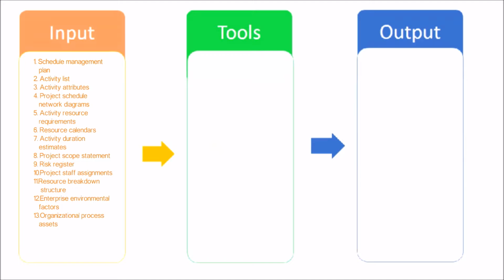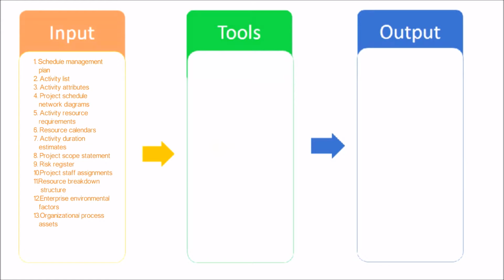Activity resource requirements. The activity resource requirements identify the types and quantities of resources required for each activity used to create the schedule model. Resource calendars. The resource calendars contain information on the availability of resources during the project. Activity duration estimates. The activity duration estimates contain the quantitative assessments of the likely number of work periods that will be required to complete an activity that will be used to calculate the schedule.